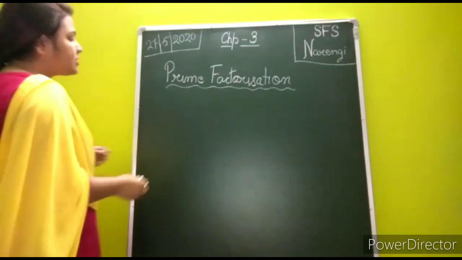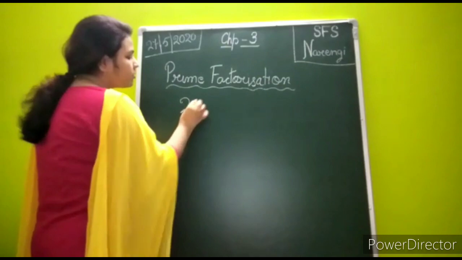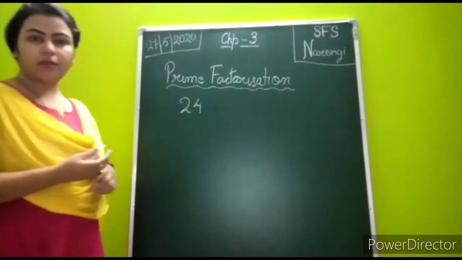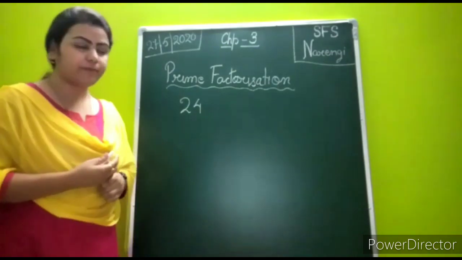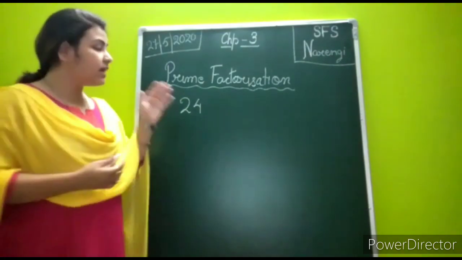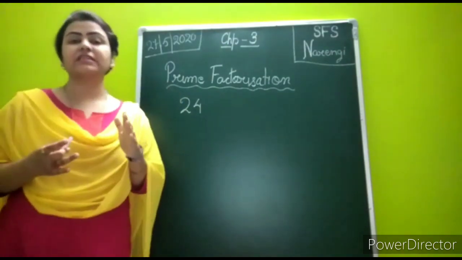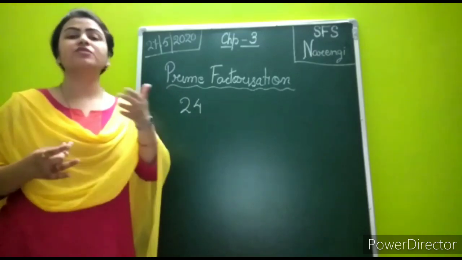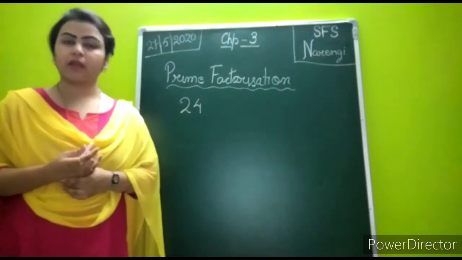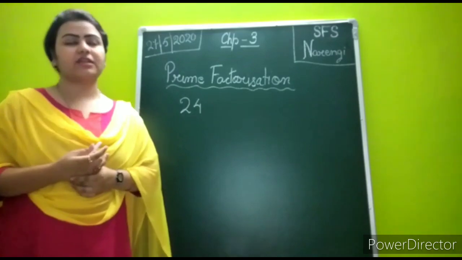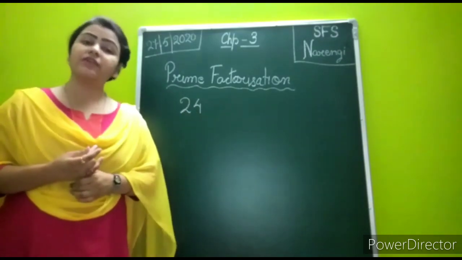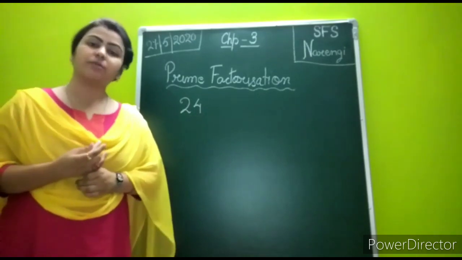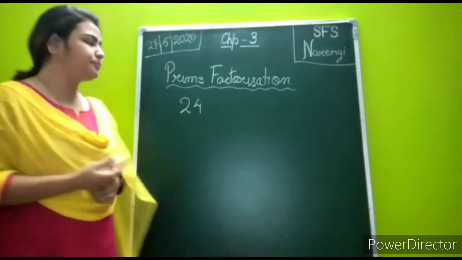So, supposedly we take the number 24. Now, how do we prime factorize the number 24? We start dividing. Prime factorization is basically a continuous process of division. Division by which numbers? Division by prime numbers only.